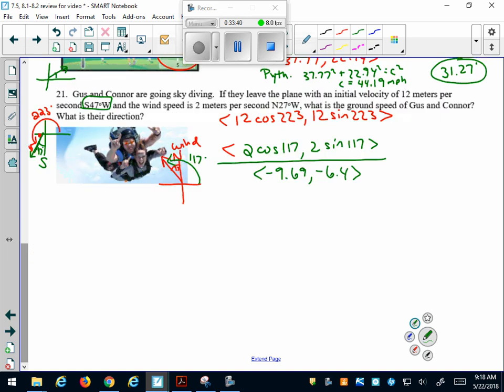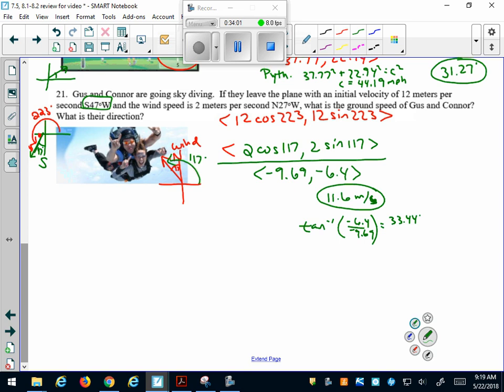We have to do magnitude and direction. We're going to do Pythagorean theorem, and we get 11.6 meters per second for magnitude, and we do tan of negative 6.4 over negative 9.69, which is 33.44 degrees.